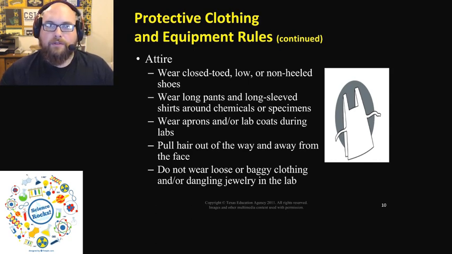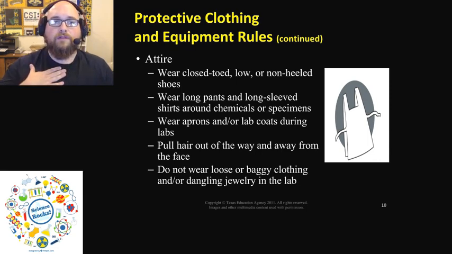Aprons and lab coats, we typically do not need to use in 6th grade, but they are there to protect your clothing from things that could potentially stain them or cause other damage to the clothes, and could also soak through your clothes and actually touch your skin.